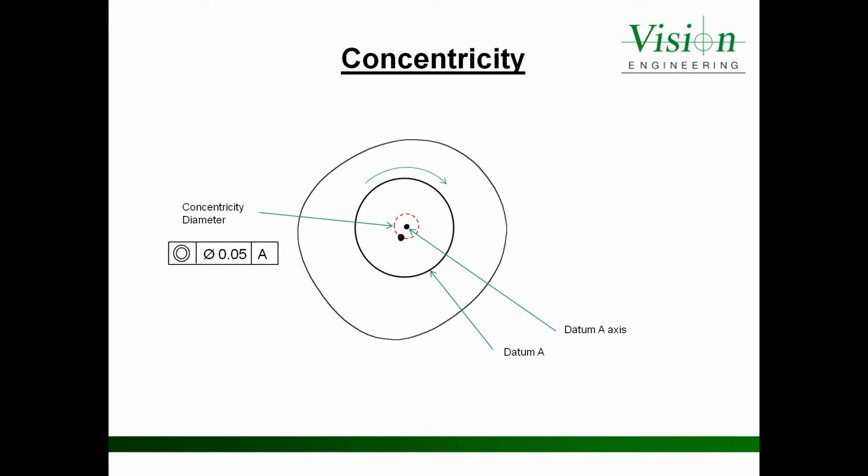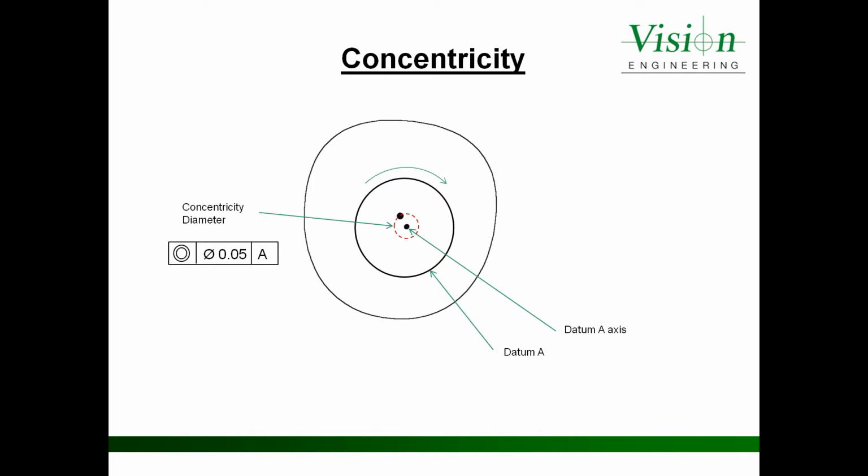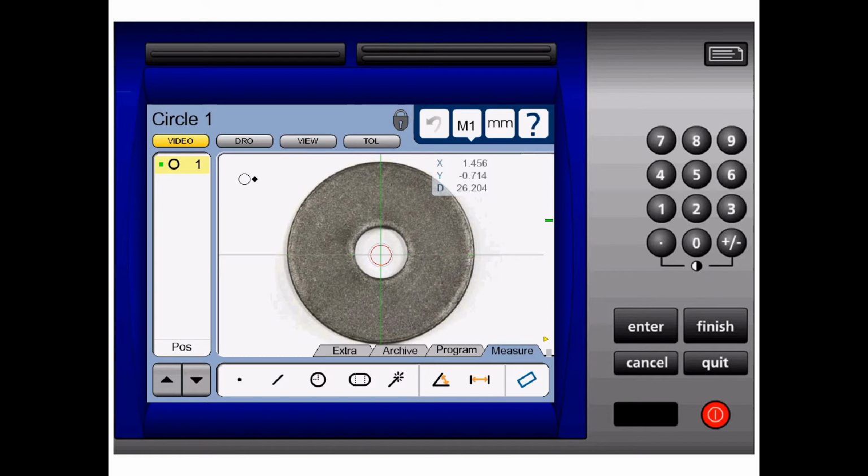Now let's have a look at measuring concentricity in our readout. We measured the inside diameter in our previous illustration, roundness. So instead of measuring this again, we'll use the inside diameter in this illustration for our datum A. And we'll measure the outside diameter and compare the concentricity of the outside diameter to the inside diameter datum A.